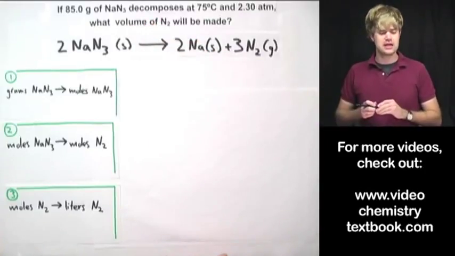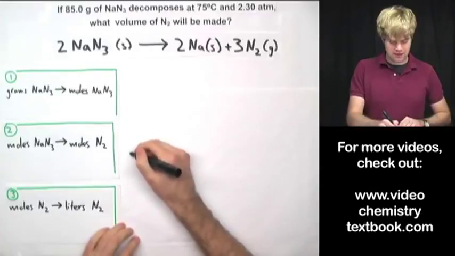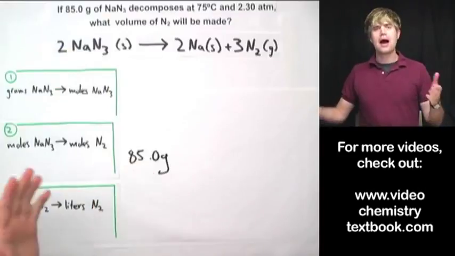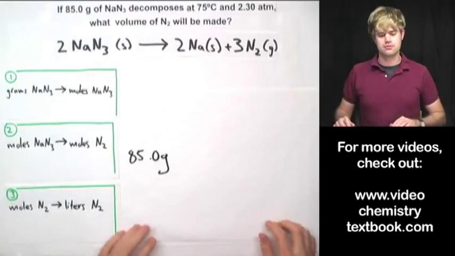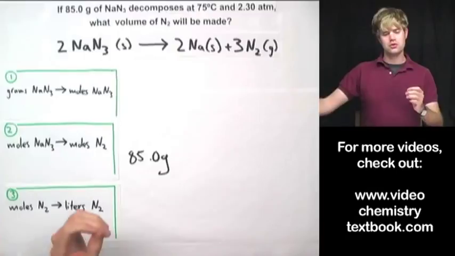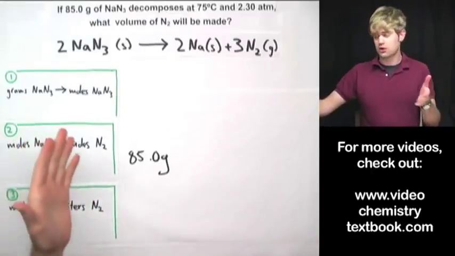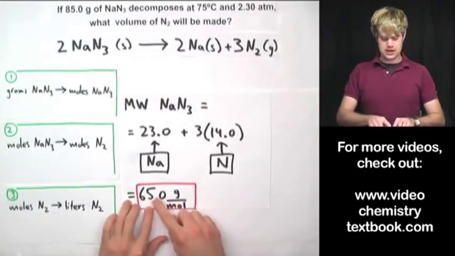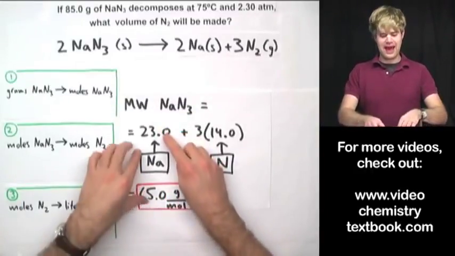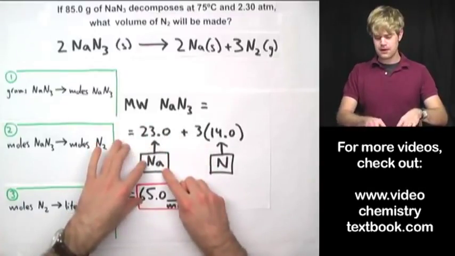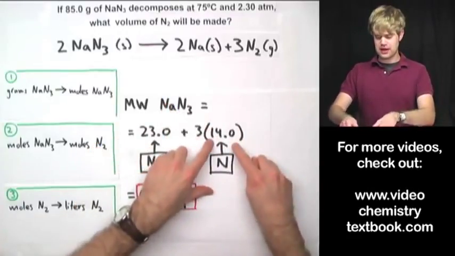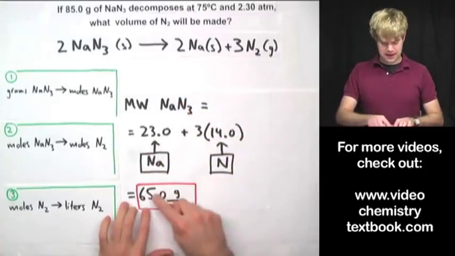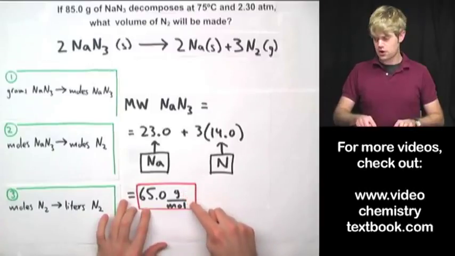So let's get started. The first thing that we have is 85.0 grams of sodium azide. How do I convert that into moles? Well, I'm going to need to use the molar mass, or the molecular weight, of sodium azide. And that here is 65 grams per mole. We get that by adding up the mass of sodium, because there's 1 sodium, plus 3 times the mass of nitrogen, because I have 3 nitrogens. I add this up and I get 65 grams per mole.